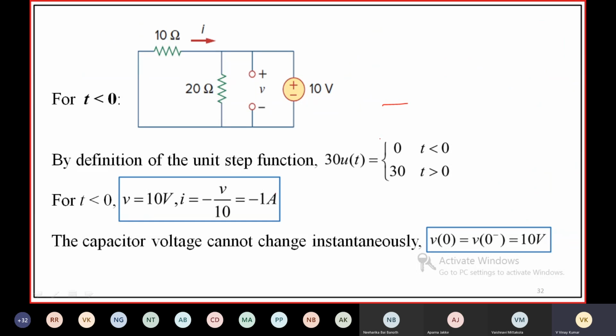The initial value is 10 volts, as we already discussed. Then the current flowing through this 10 ohms for t less than 0 is minus V by 10, which is equal to minus 1 amp.